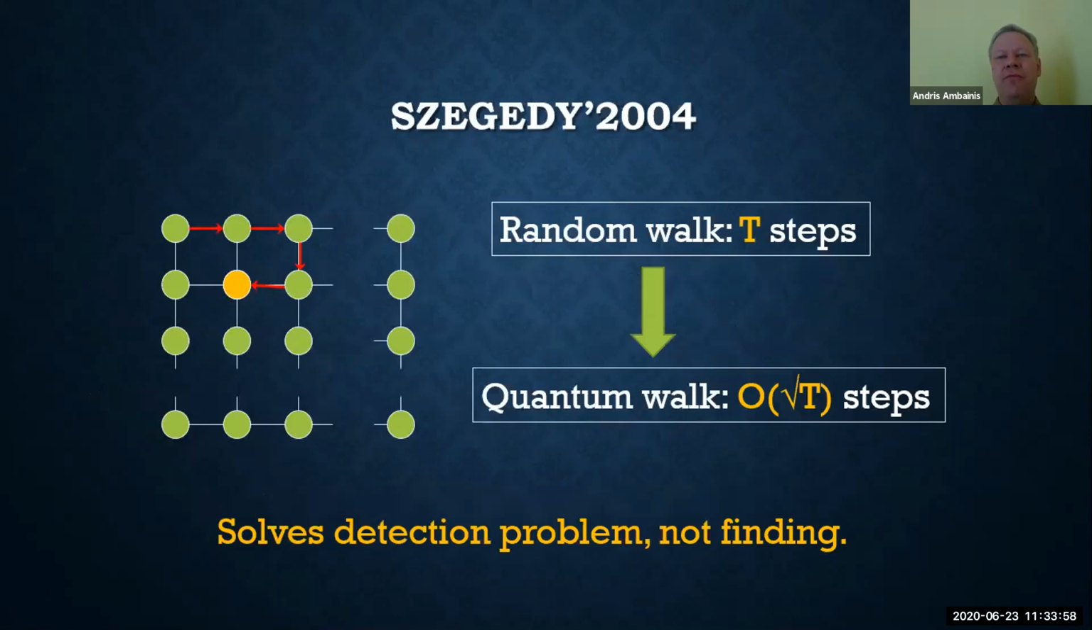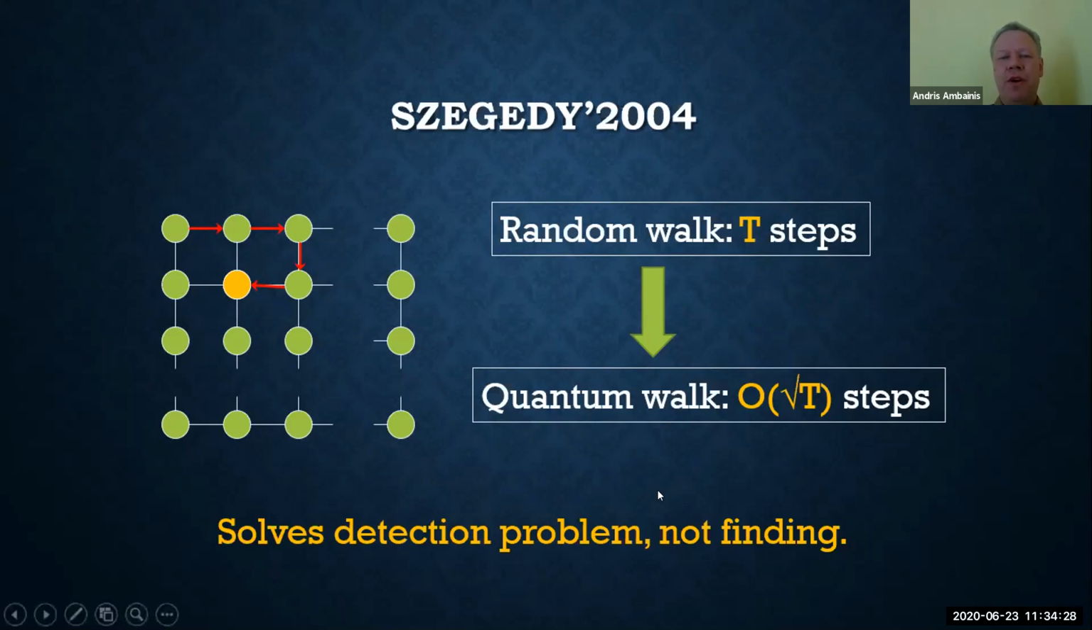However, there is a little fine print for Szegedy's result. And the fine print is that the quantum walk algorithm does not solve the same problem as the random walk algorithm. Namely, the quantum walk algorithm solves the decision question. It answers whether the search space contains any marked elements. It does not necessarily find them.